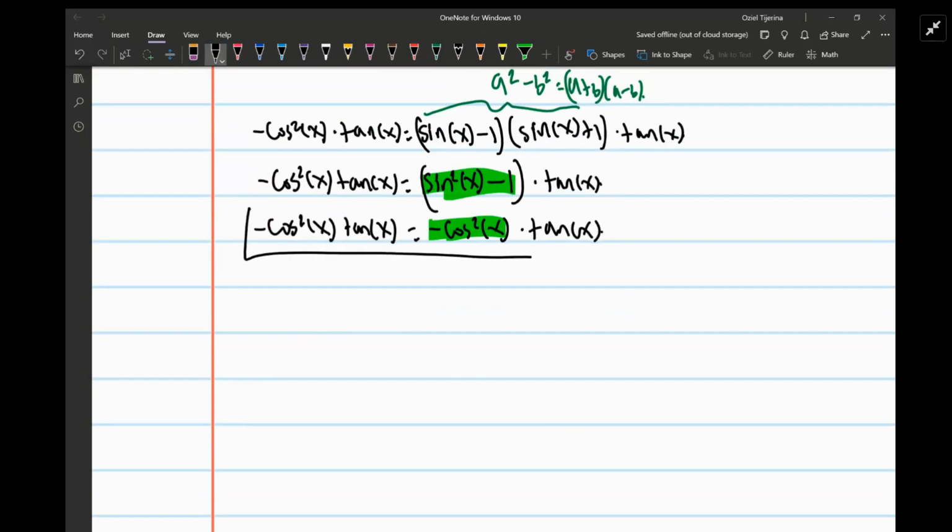So that is how you verify this trigonometric identity. Okay.